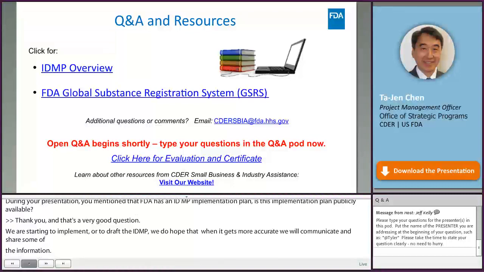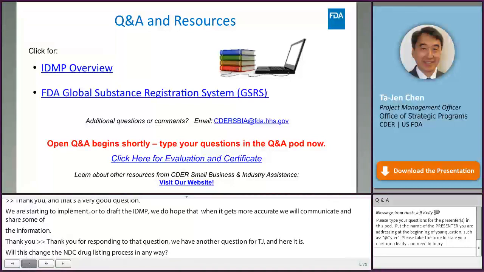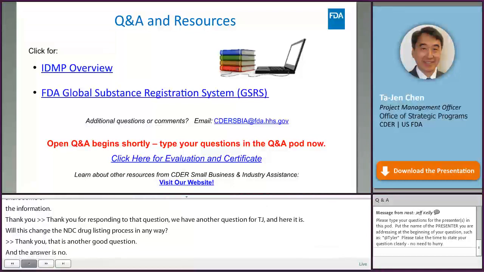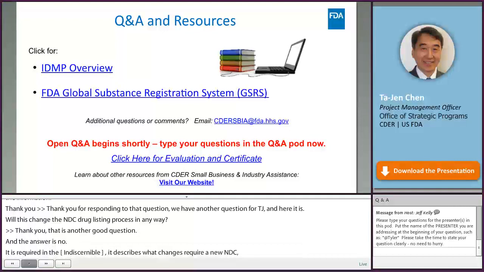Thank you. That's another good question. Short answer is no. The requirement in the CFR 21 section 207.35 describes what changes require a new NDC. That requirement aligns with ISO IDMP, that 11615 requirement for a new medicinal product ID. So no, the short answer is no. Thank you.